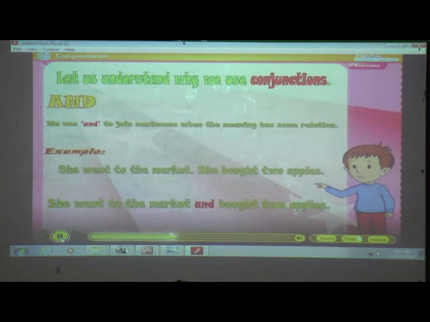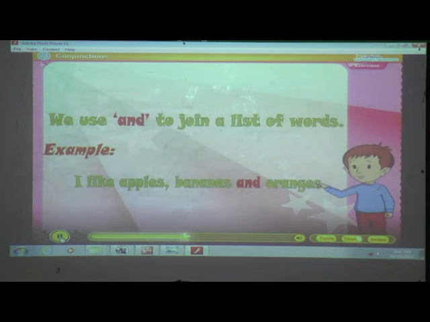And. We use and to join sentences when we need combination. Example. She went to the market. She bought 2 apples. She went to the market and bought 2 apples. We use and to join a list of words. Example. I love apples, bananas and oranges.